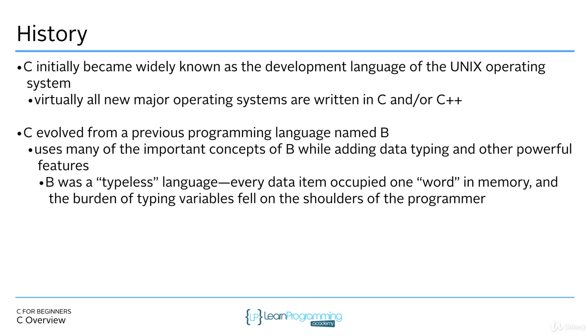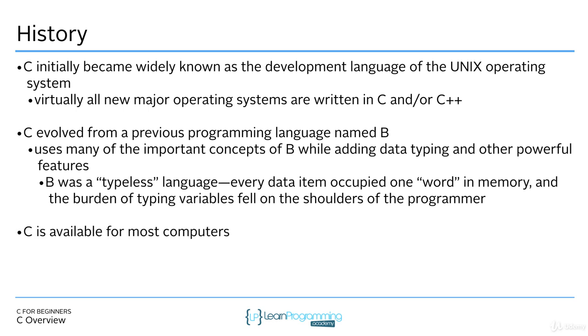There's also a language called D, by the way. It uses many of the important concepts of B while adding some data typing and other powerful features. You might not have a clue what data typing is. Don't worry about that right now. Know that it added some new features from B. Mainly B had this issue of being typeless, meaning data didn't have types, and C improved upon that.